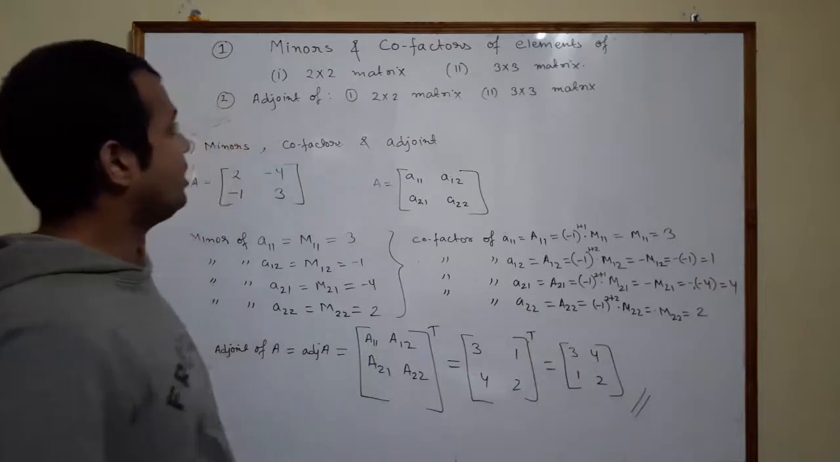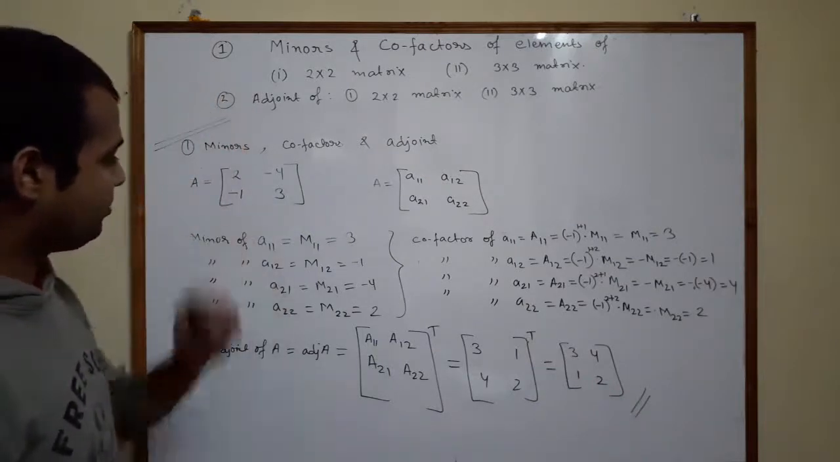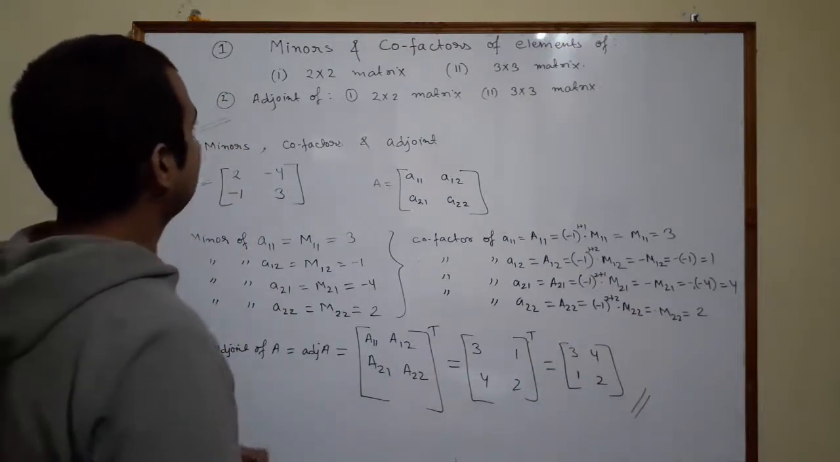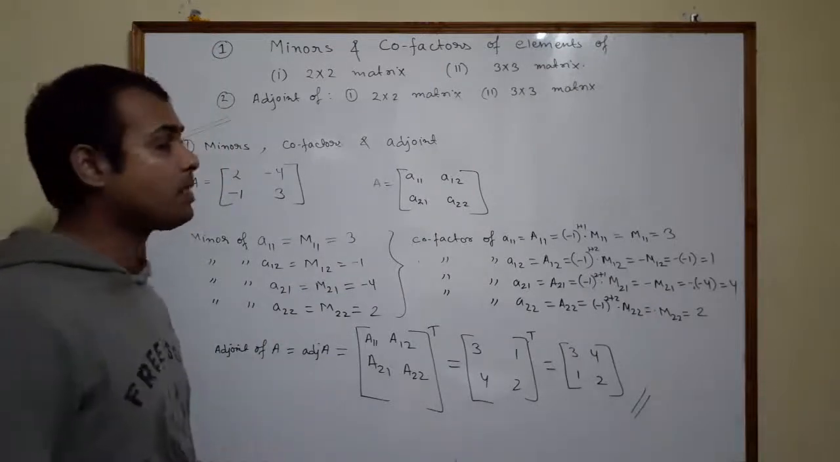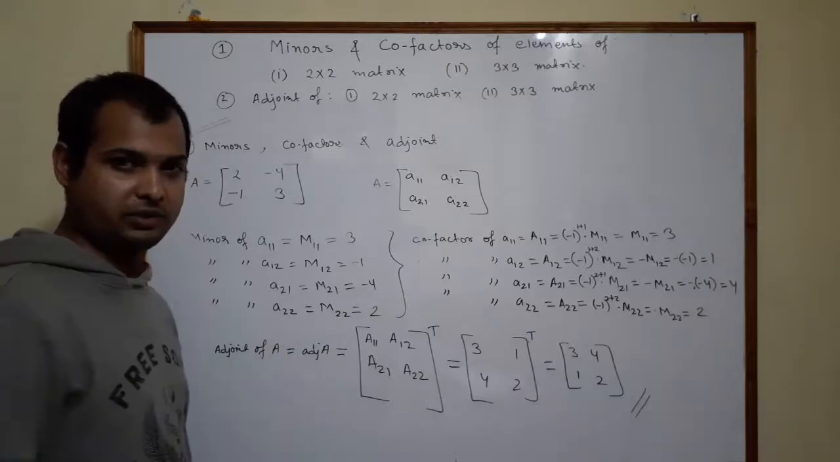Now we will see the minors and cofactors of elements of 3 by 3 matrix, and that we will see in the next video. Clear?